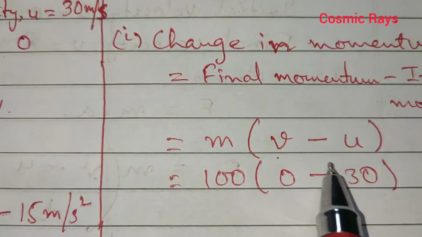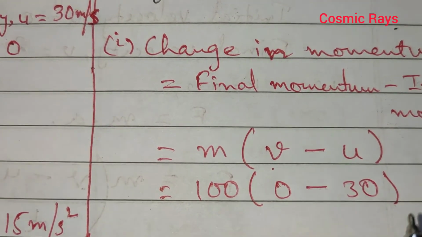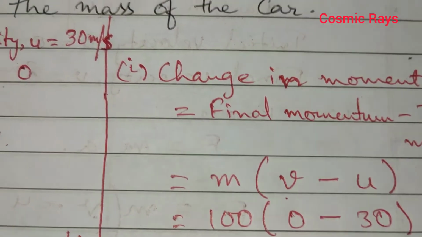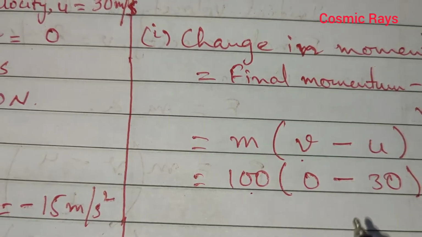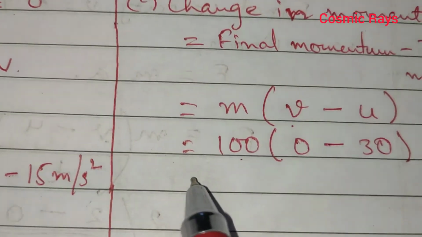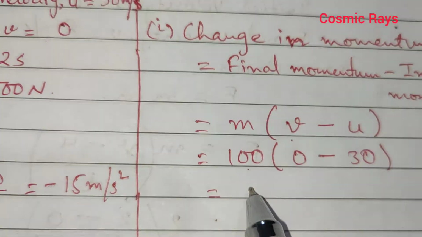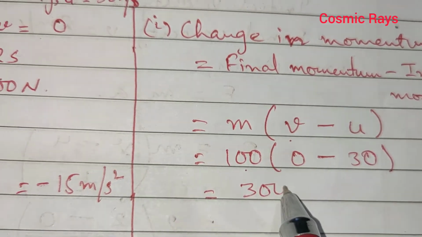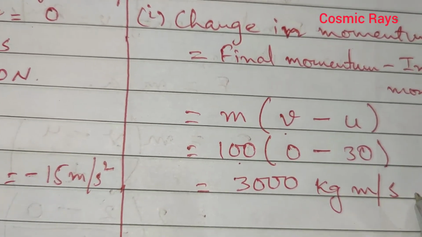Now again here we are going to get it in terms of minus. As I told you, we will ignore the minus because this minus simply means retardation. So finally the change in momentum would be 3000 kg meter per second.